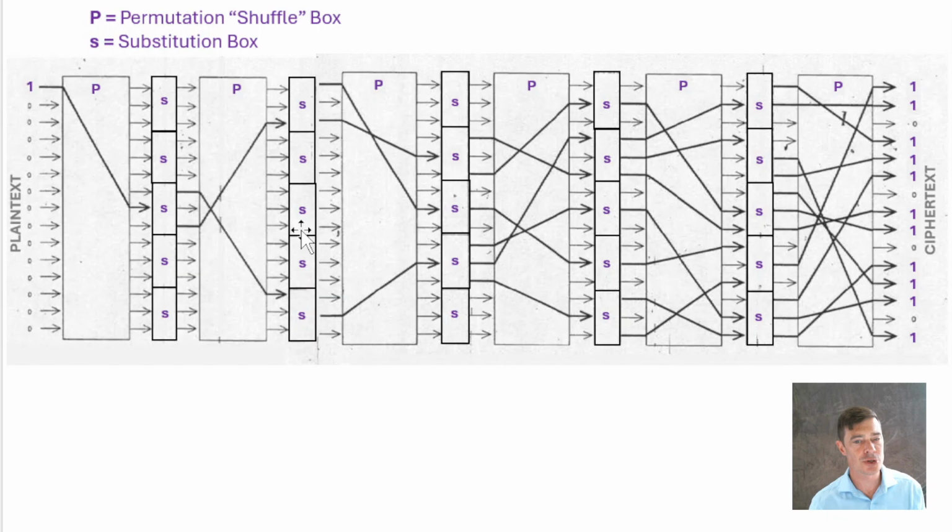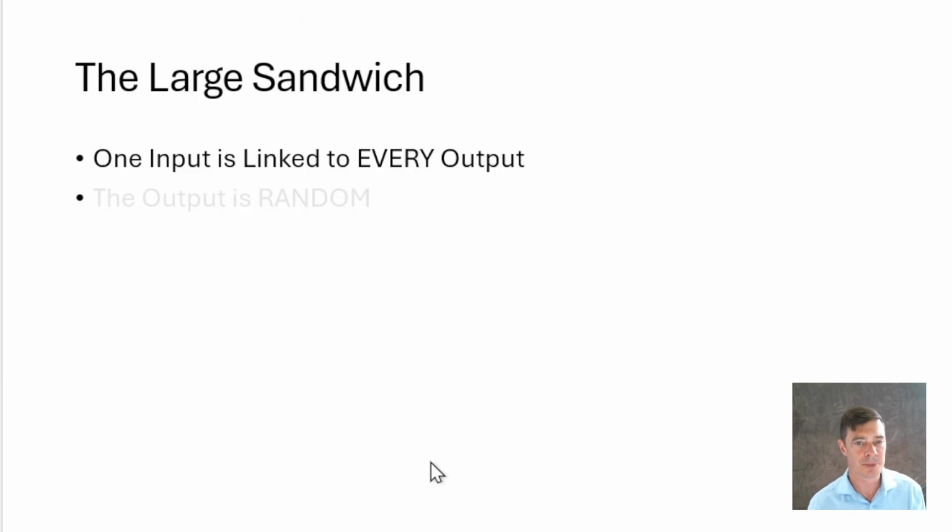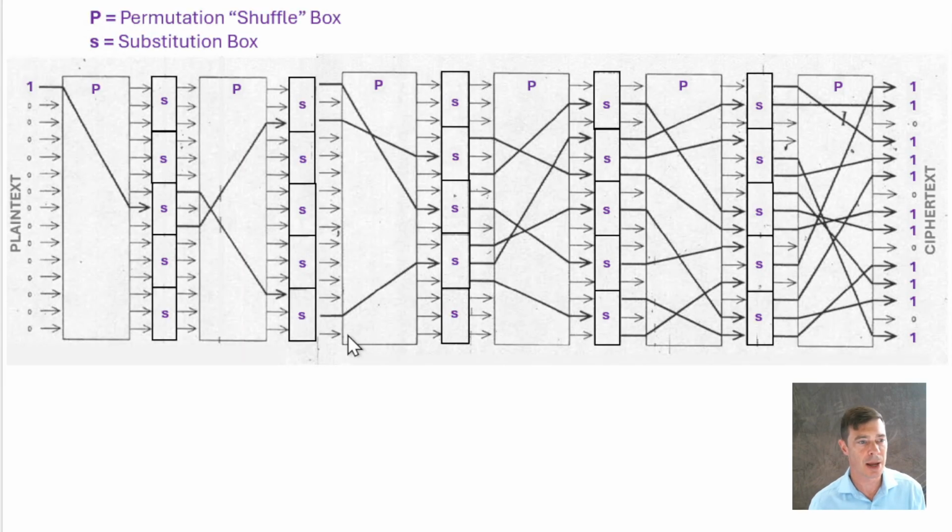So this is showing an encryption process starting with plain text and ending with ciphertext. And a note here is that this is Feistel's example. He is only showing the impact of this single bit, and he's basically ignoring all the other bits. And this sandwich is how we remove the one-to-one links and the patterns. So now each input is now linked to every single output.